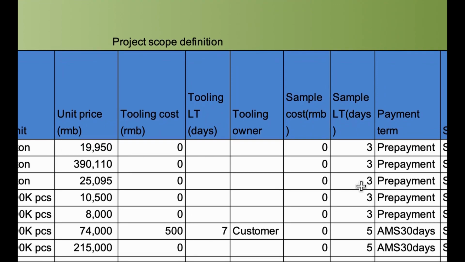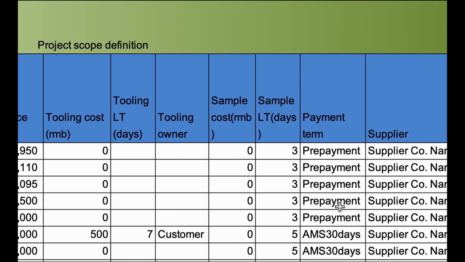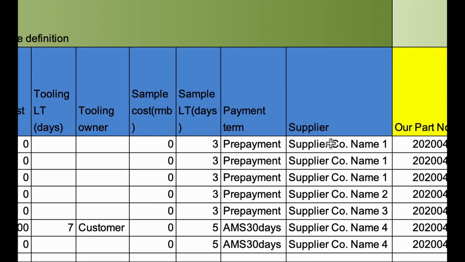Is there any tooling? What's the price, the lead time, who will own the tooling, for example. If it's the customer that's going to buy it, then make sure it's written somewhere. Samples also, maybe to get some samples, how is it, and so on. The supplier name and contact person, phone number, email address, all of this is important.